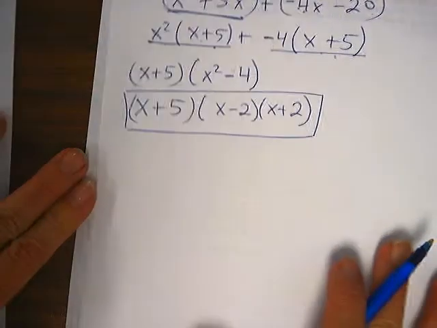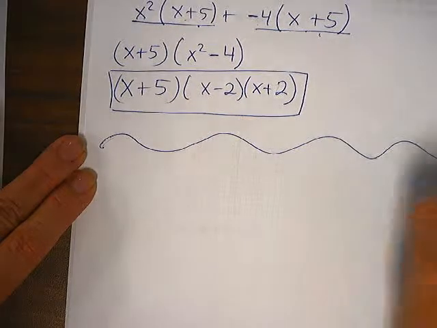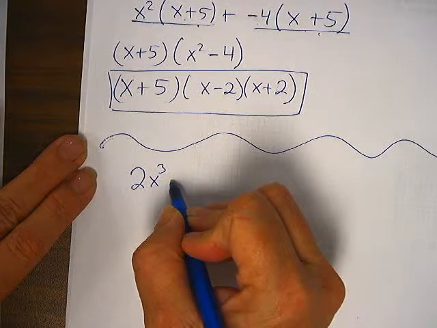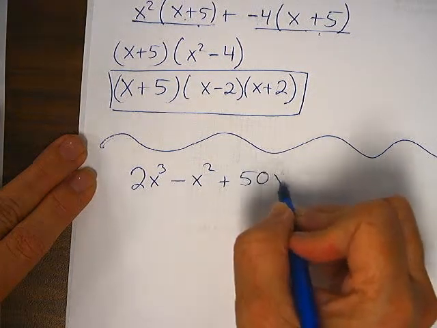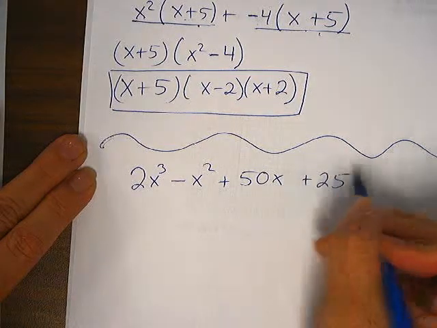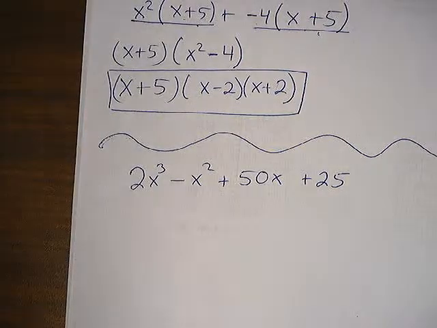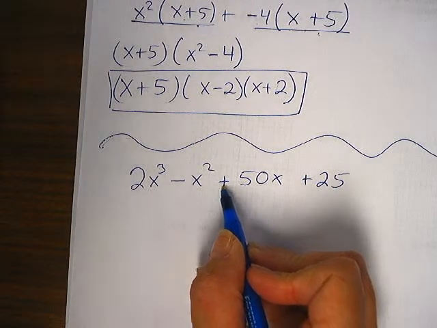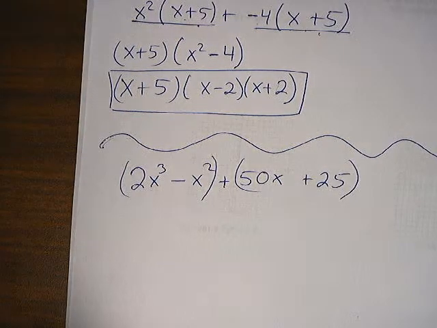Okay, let's do one more example here, and then we'll be done. And you can start on the homework. Okay, so let's have 2x cubed minus x squared plus 50x plus 25. So again, since we have 4 terms, we're going to go ahead and put parentheses in. Notice I already have this addition sign. So I'm just going to go ahead and put those parentheses around.